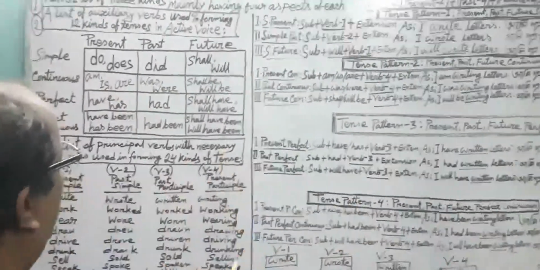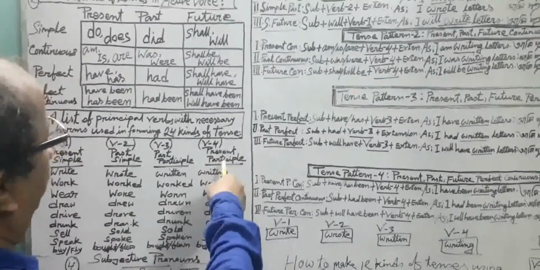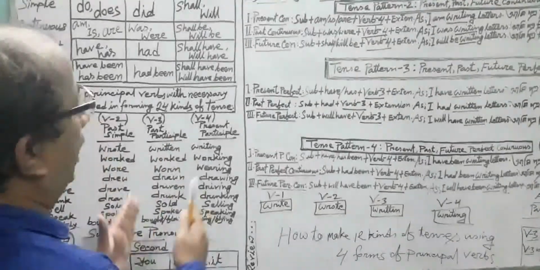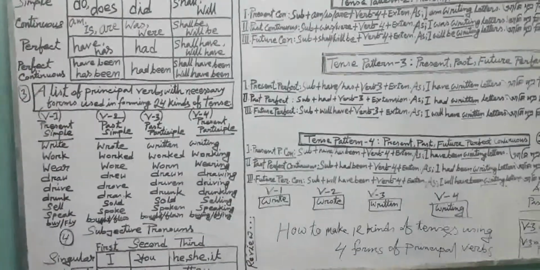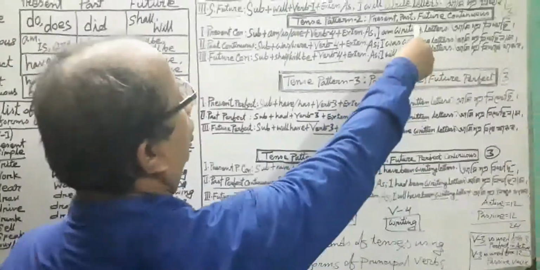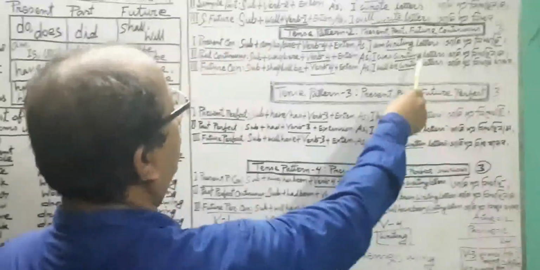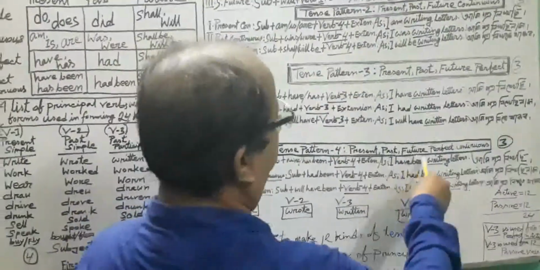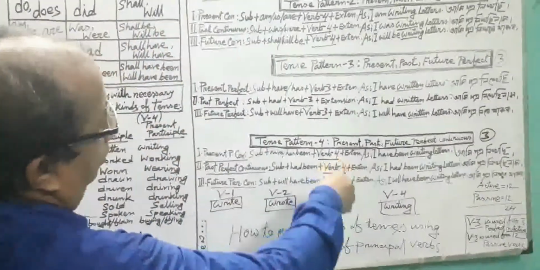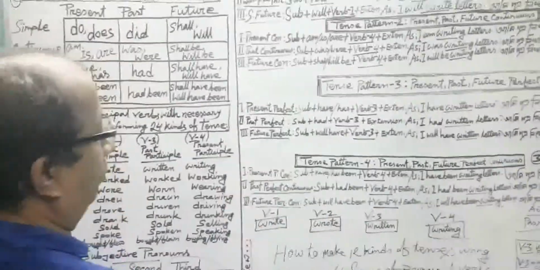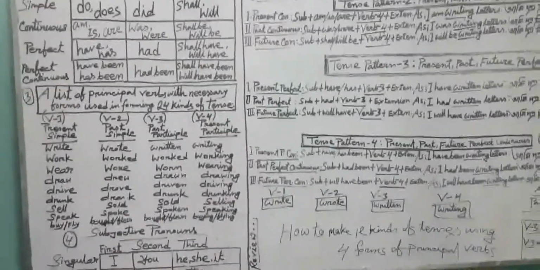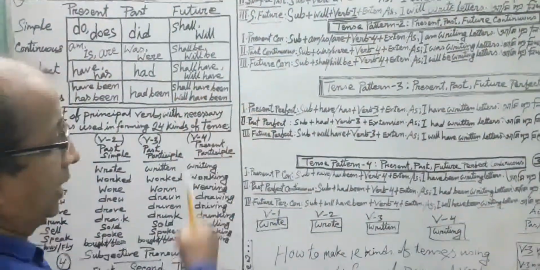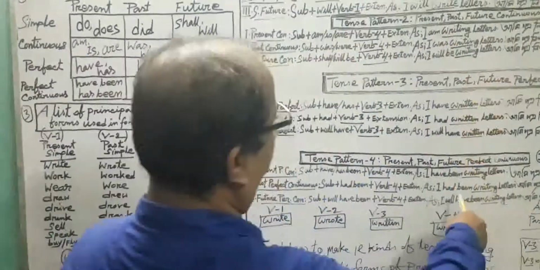That means we still have verb 4. It is the present participle form. We usually use the present participle or ing form for 6 tenses. For 3 continuous tenses, here you see all the ing form, and for tense pattern 4, for present, past and future perfect continuous tenses, we use the verb 4 form, that means the ing form. That means verb 4, the ing form of verb, is used for 6 tenses: 3 continuous tenses and 3 perfect continuous tenses.